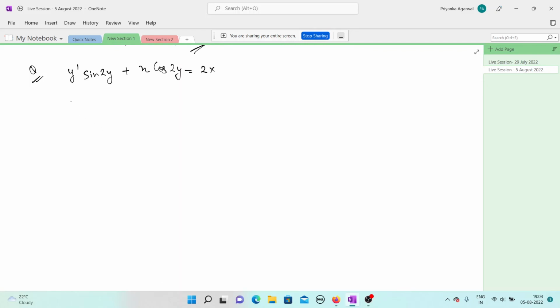Now let's try to bring it to the standard form. So we will divide it by sin 2y. This becomes y' plus (cos 2y / sin 2y) x equals 2x / sin 2y. So this is clearly not a linear differential equation, right?